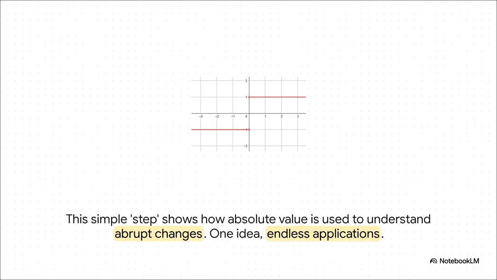So, what's the big takeaway from all this? It's that those two little vertical bars are about so much more than making a number positive. They're a powerful way to talk about distance. The next time you see them, don't just think, flip the sign. Think, how far from zero? And when you do that, you'll start to see how this one simple, powerful idea has the ability to describe everything from a number line to the complex and sometimes messy world all around us.